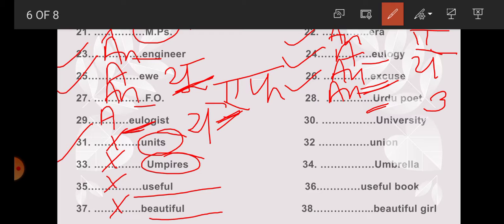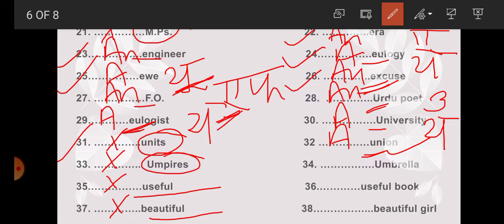Next one, dash university. University starts with U, that is a vowel, but the sound here is "ya". So it is a consonant sound, student. Ya is a consonant sound, that's why A. Next one, dash union. Again here, student, it starts with U, that is a vowel, but the sound here is "union", it starts with "ya". So again here a union.